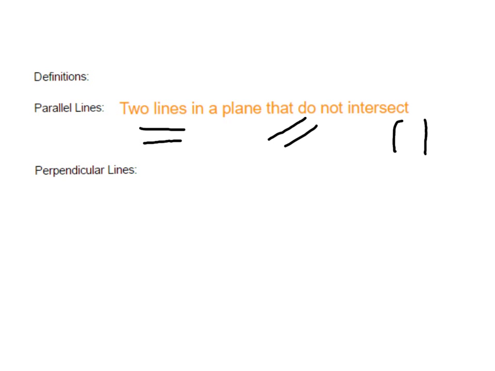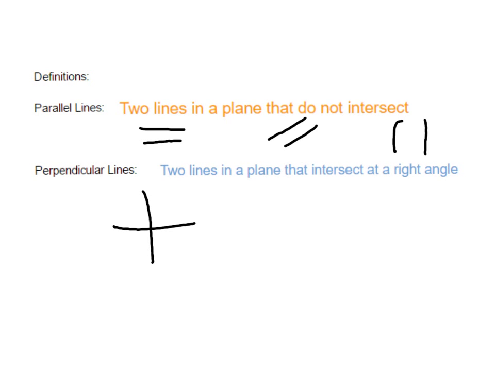So anyway, perpendicular lines would then be two lines in a plane that intersect at a right angle. And of course, you should be familiar with those. They look something like this, okay? Where the angle in between is a right angle. That little box symbol there shows that it is a right angle, a 90-degree angle. Okay, those would be your perpendicular lines.